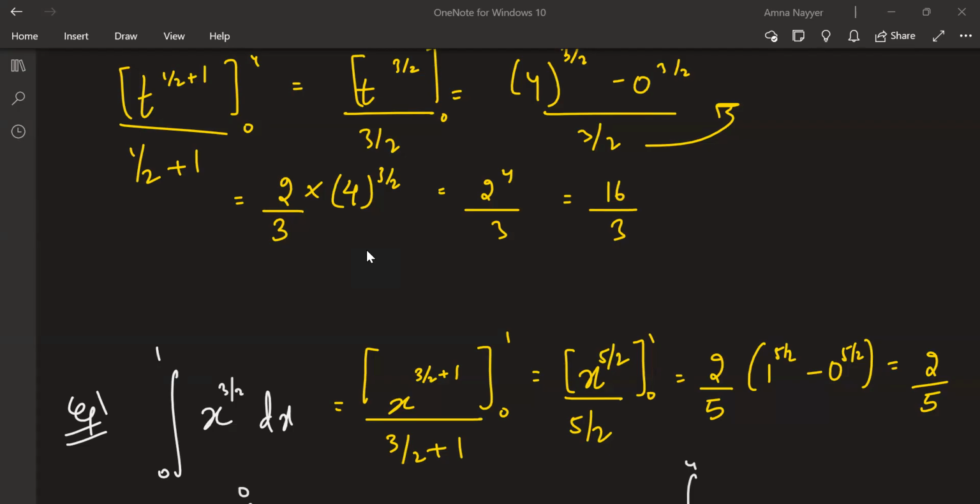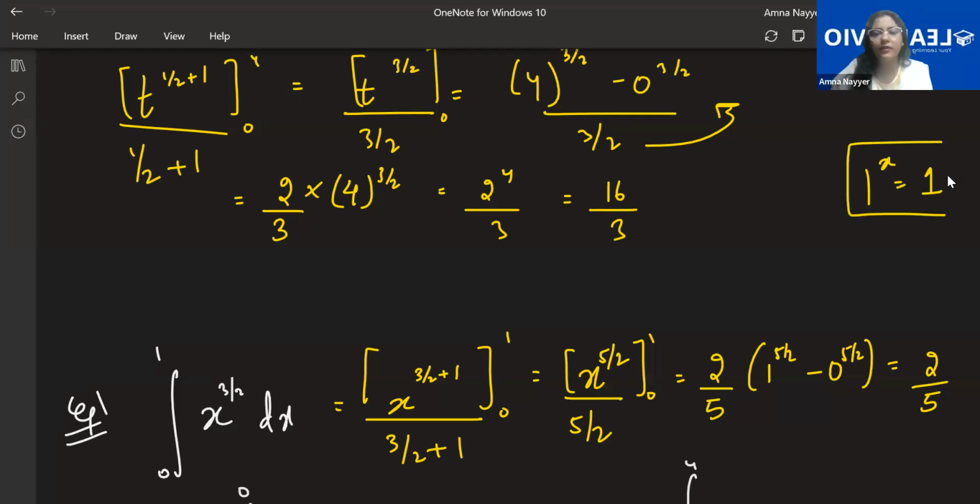Ma'am, why did we cancel 1 to the power 5 by 2 minus 0 to the power 5 by 2? Actually, 1 raised to any exponent is actually 1. So 1 minus 0 is 1, and 1 multiplied by 2 by 5 is 2 by 5. So 1 to the power x, y, z, whatever you get, it will always be 1.